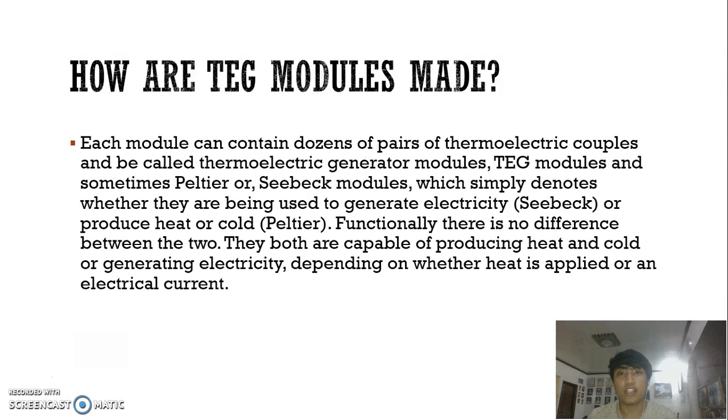Each module can contain dozens of pairs of thermoelectric couples and be called thermoelectric generator modules, TEG modules, and sometimes Peltier or Seebeck modules, which simply denotes whether they are being used to generate electricity or produce heat or cold. Functionally, there is no difference between the two. They both are capable of producing heat and cold or generating electricity, depending on whether heat is applied or an electrical current.